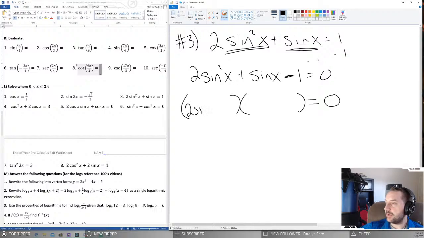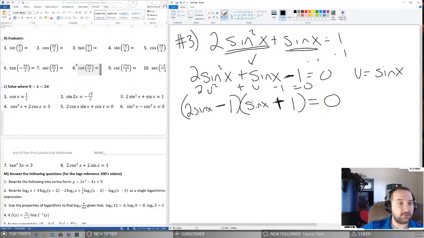So 2 sine x and sine x. I could also say u equals sine x, if that helps you. So you get 2u squared plus u minus 1 equals 0, if that helps you factor it. So we can do that u substitution. Factors of 1 is 1 and 1, so you get a positive 1 and a negative 1. That's going to give us a positive 2 sine x and a negative sine x. So then I could set each of those equal to 0.